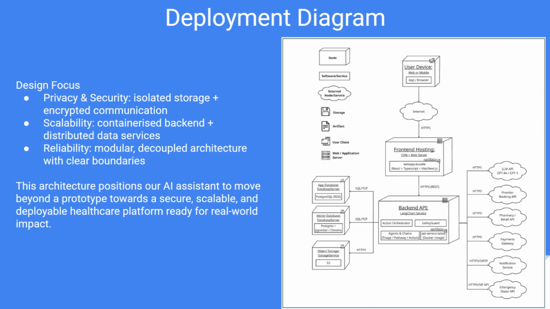Reliability through modular services that avoid single points of failure. And extensibility by keeping third-party APIs like bookings, pharmacies, and emergency dialing decoupled. Together, these design choices make the system not just functional, but ready for real-world healthcare deployment, ensuring that it's secure, scalable, and built to evolve.